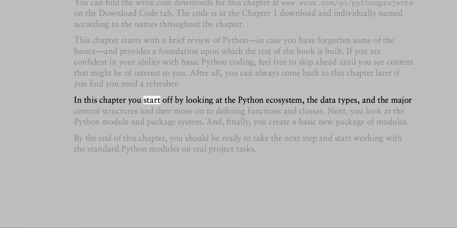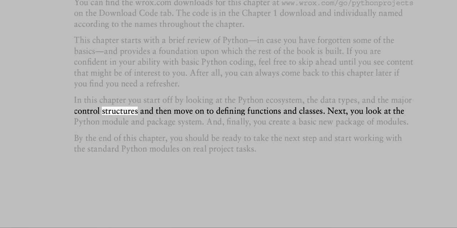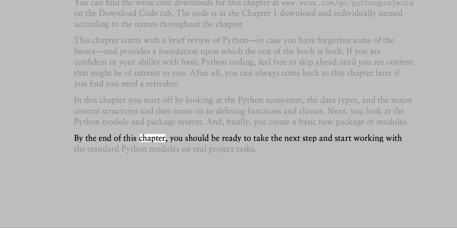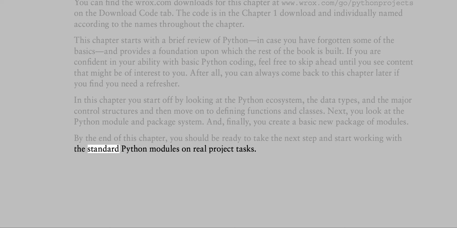In this chapter you start off by looking at the Python ecosystem, the data types, and the major control structures, and then move on to defining functions and classes. Next, you look at the Python module and package system. And finally, you create a basic new package of modules. By the end of this chapter, you should be ready to take the next step and start working with the standard Python modules on real project tasks.